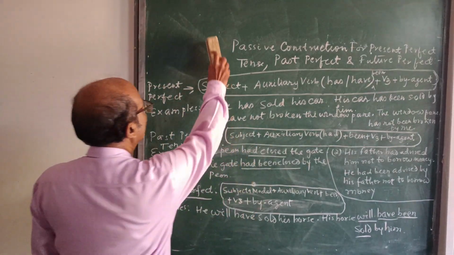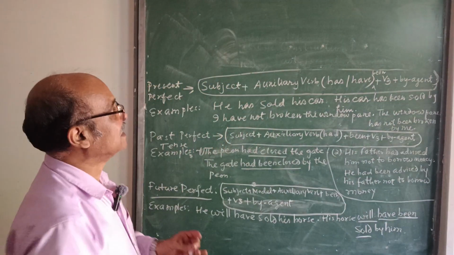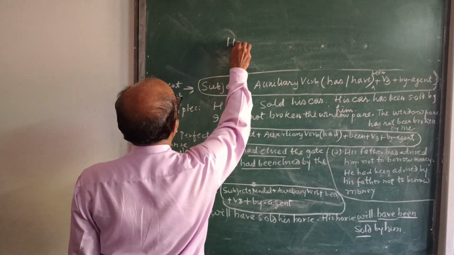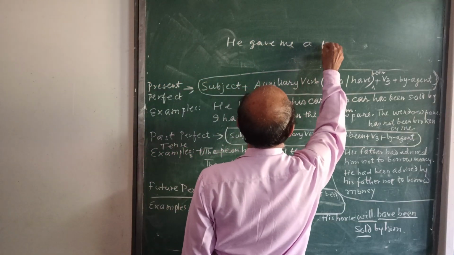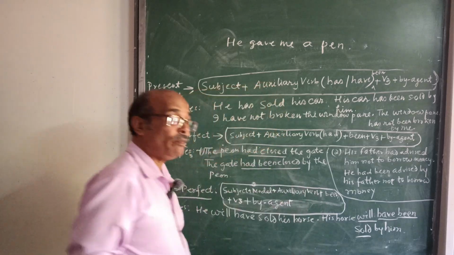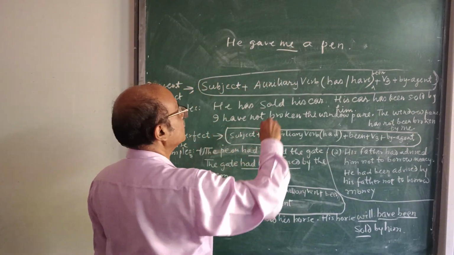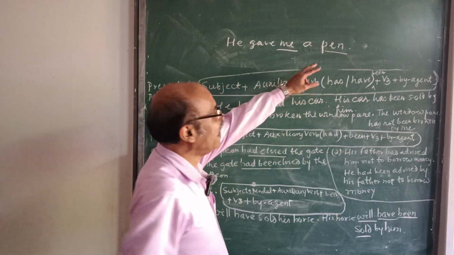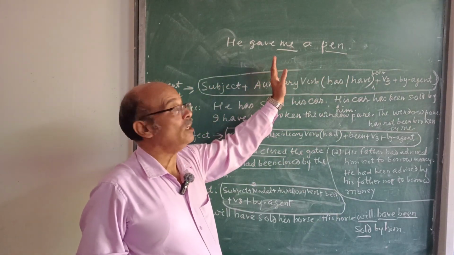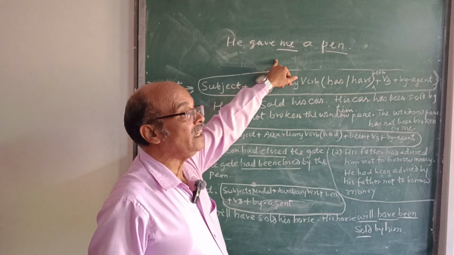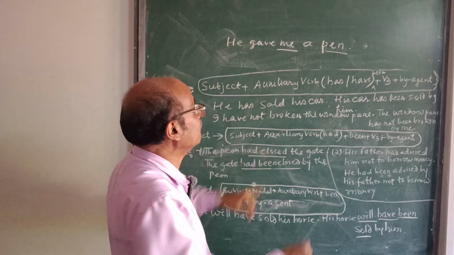Sometimes we have sentences with two objects. He gave me a pen. How will you change it from active to passive voice? Me is your first object and a pen. Pen is an inanimate thing, but me refers to the living being. So you have to take the living being as the subject of the passive.